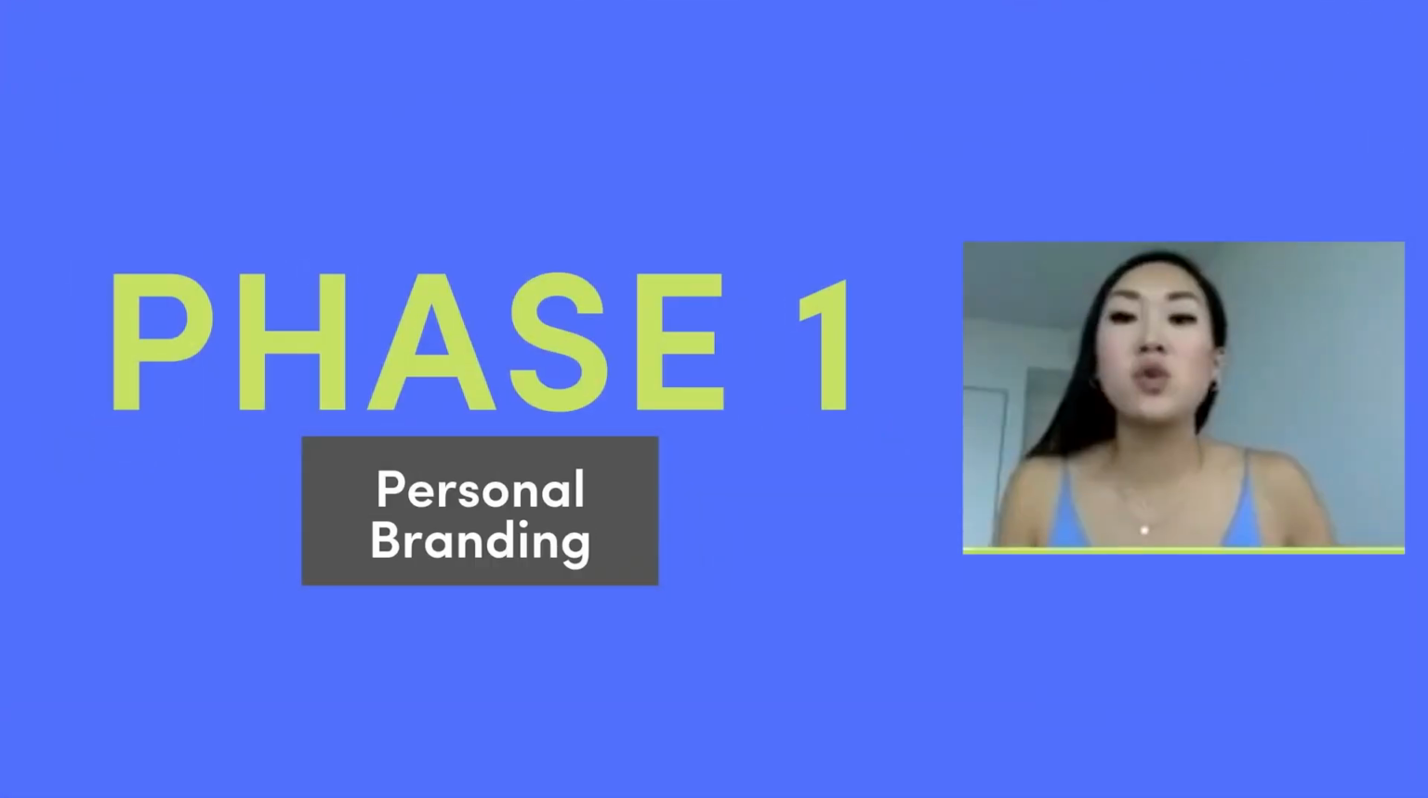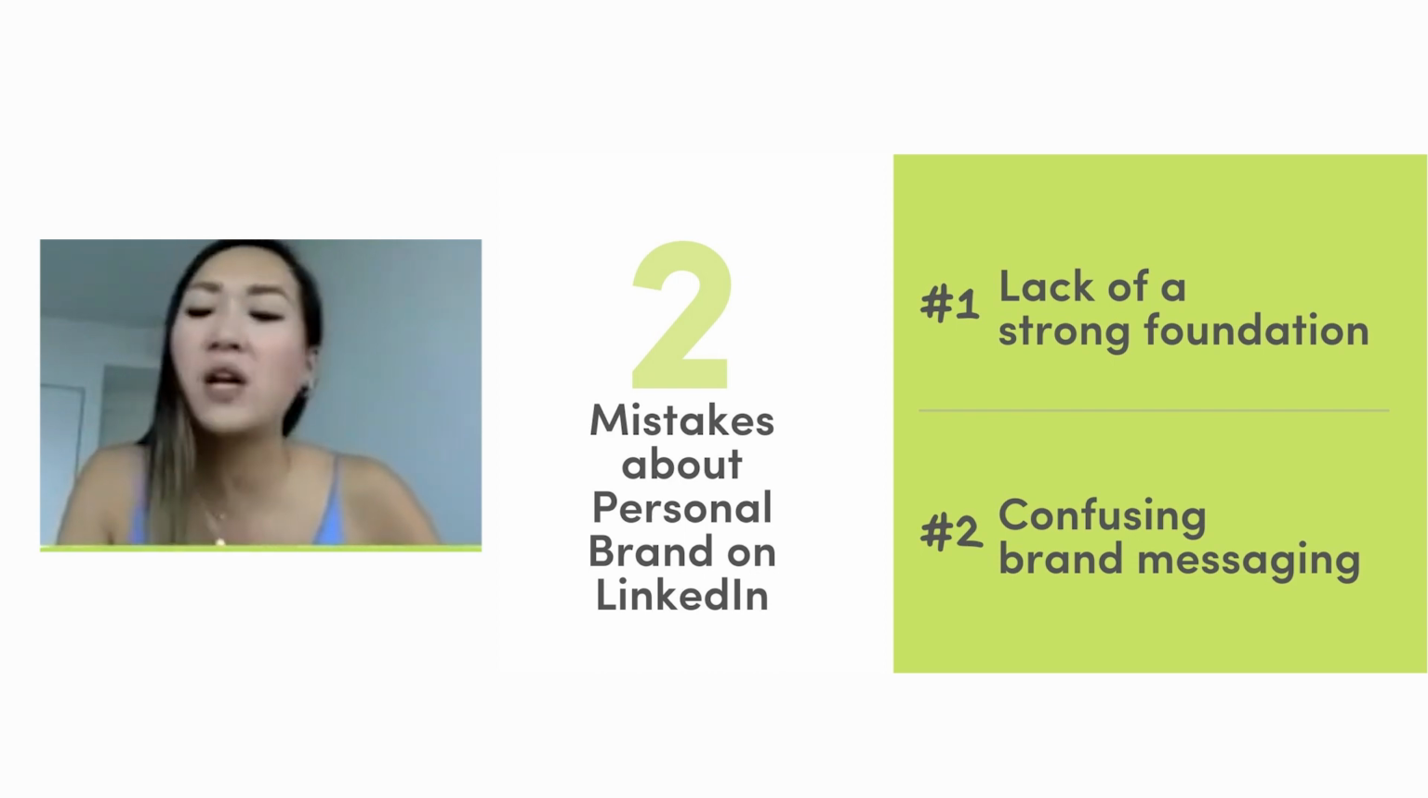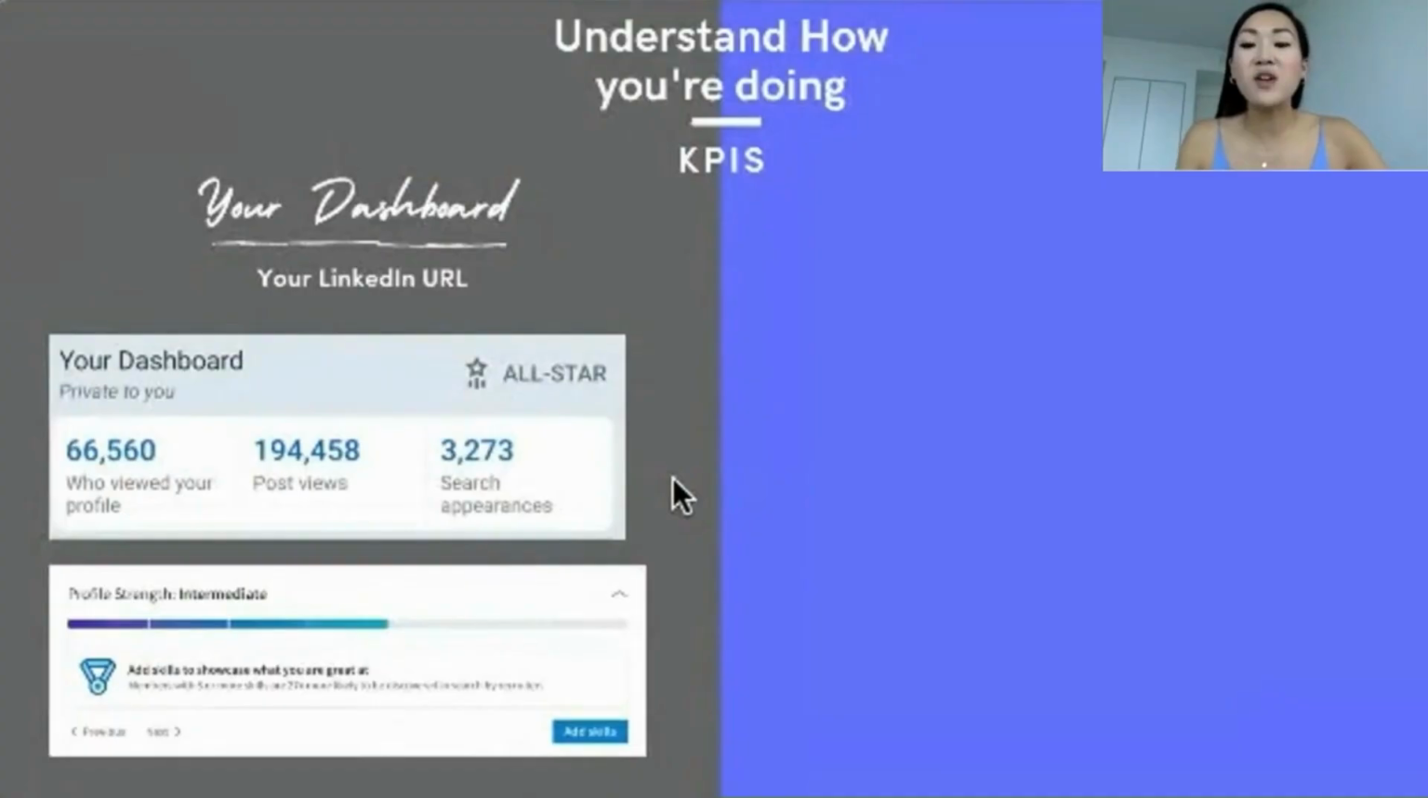Phase number 1, let's go through personal branding. There are 2 common mistakes about personal branding on LinkedIn that a lot of people are making. Number 1 is a lack of a strong foundation. Number 2 is a very confusing brand message. Everything that you do on LinkedIn, you need to go back to this. This is exactly the foundation that I teach my clients over and over again. You need to understand how you're doing on LinkedIn, where exactly you are. You double down on things that work for you, and then eliminate and remove things that are not working.